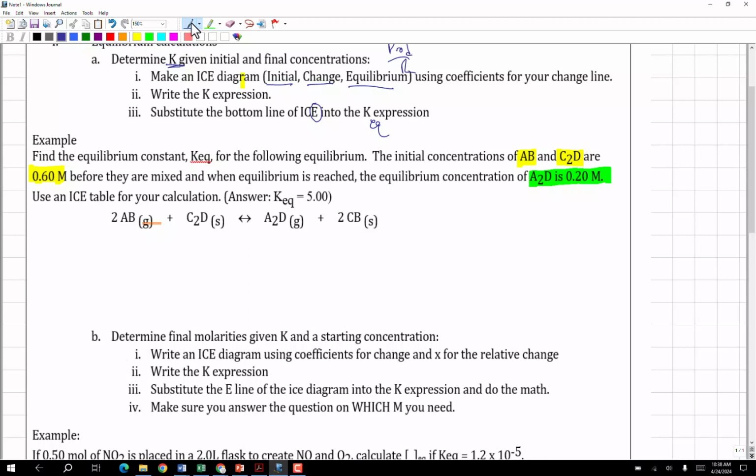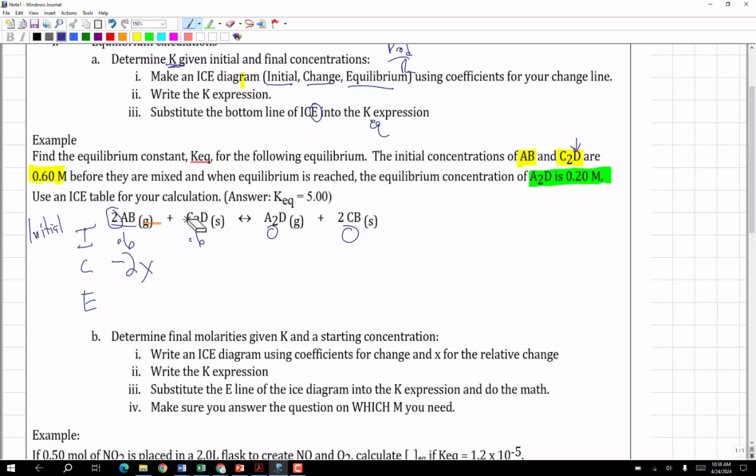Okay, so let's take a look. I stands for initial. Initial means the first thing you start with. So initially, in AB, I have 0.6. Initially, in the beginning, for CD, I have 0.6. Now, it doesn't tell me how much I have for the other stuff, so I got nothing, and I got nothing. Okay? My change line. The change is going to be based on the coefficients. So this has a coefficient of 2. Because it's a reactant, it's going to go down. It's going to lose 2x.